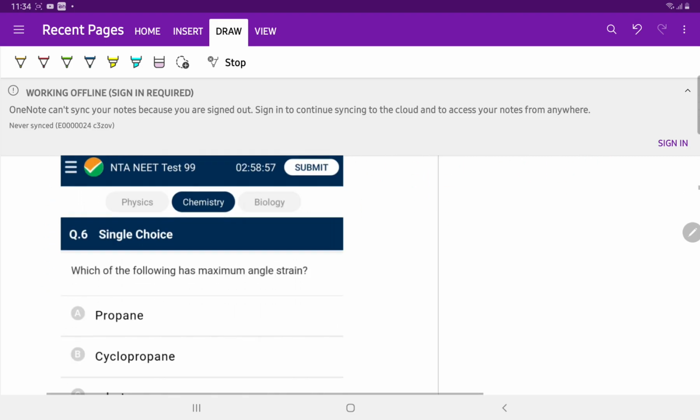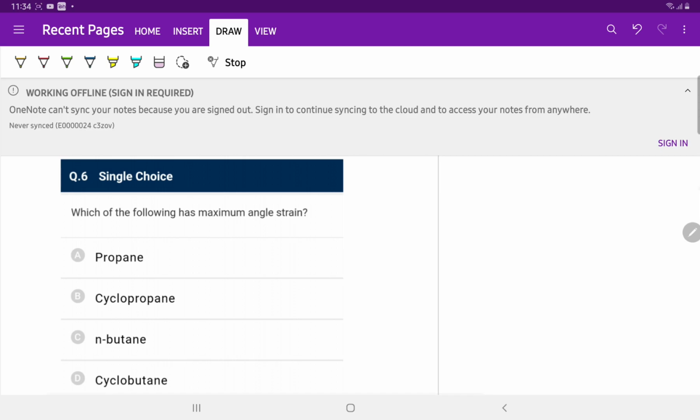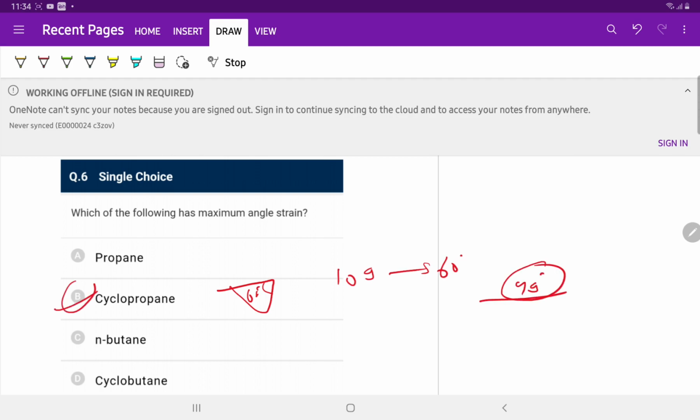Question number 6. Which of the following has maximum angle strain? Propane, cyclopropane, normal butane, cyclobutane. Cyclopropane. The bond angle is 60 degrees, and the deviation from 109 to 60 degrees is an angular deviation of 49 degrees. So option B is correct.